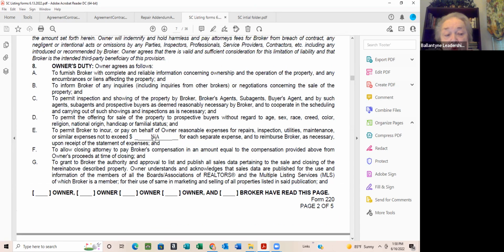Right here, I wanted to point out to you, every now and then you'll have a seller owner who is maybe out of town or maybe even out of the country. And they want you to be responsible to make some payments on their behalf, such as lawn care maybe. Or if they had a plumber and the plumber's not going to do the work until you pay him, some sellers want to authorize you for an amount.